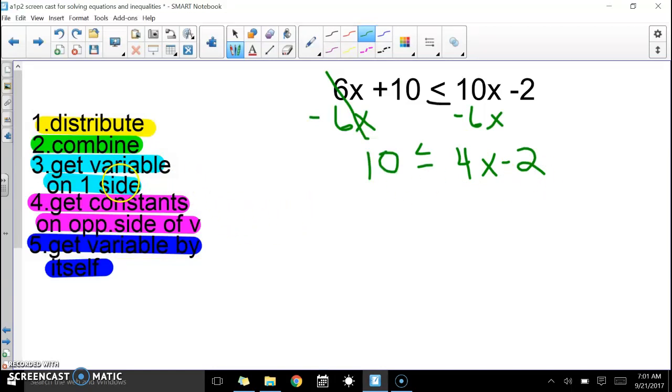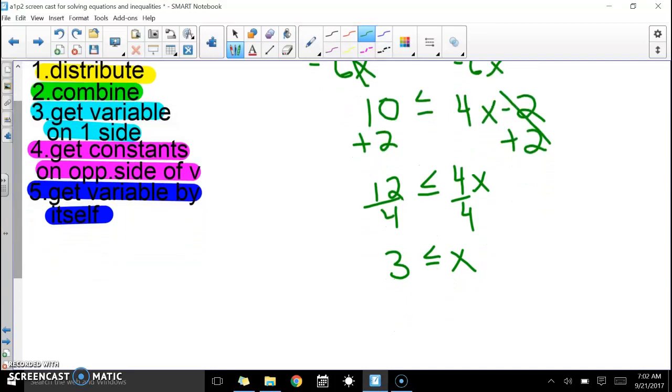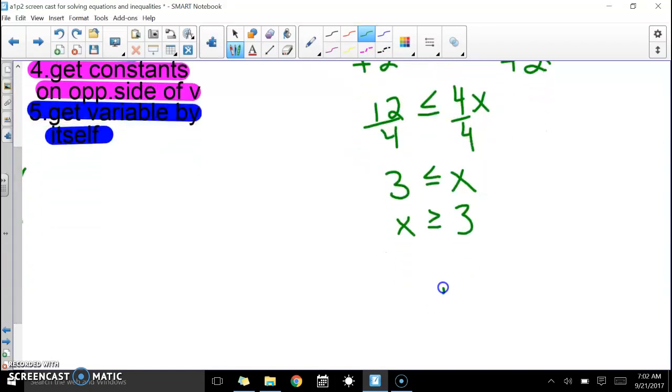The next step says get constants on the opposite side of the variable. Here's my variable. Here's my constant. So I'm going to add 2, add 2. I'm left with 12 is less than or equal to 4x. Last step says get variable by itself. So divide by 4, and I have 3 is less than or equal to x. But my variable is on the right, which means I need to flip it. When I graph this, my circle would be closed. My arrow is pointing to the right, so I would shade to the right.